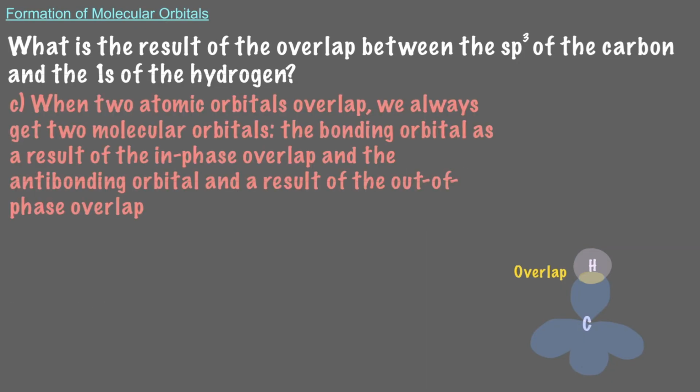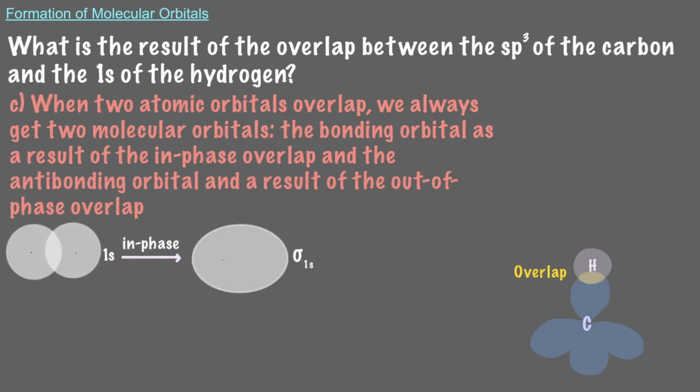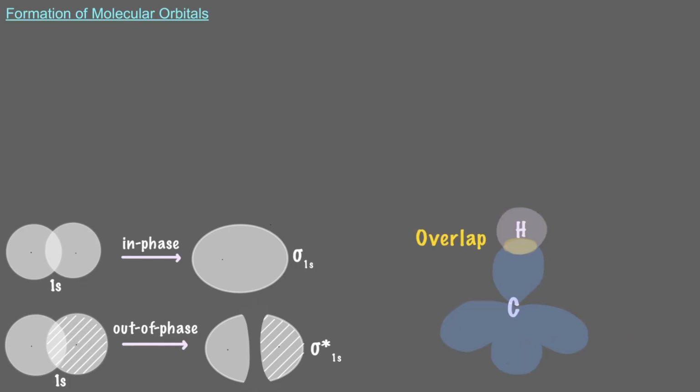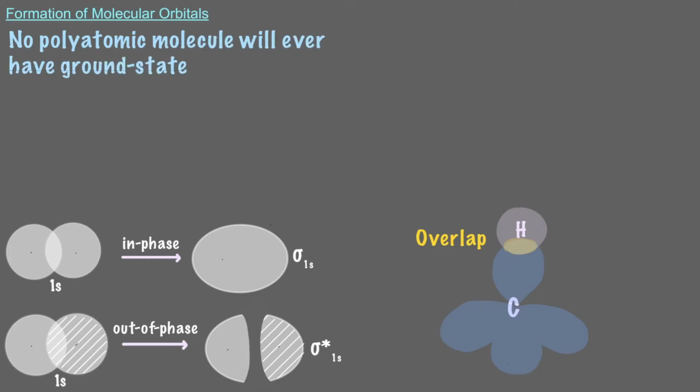As we saw with diatomic molecules, anytime 2 atomic orbitals overlap, we get 2 molecular orbitals. We get the bonding orbital as a result of the in-phase overlap, and we get the anti-bonding orbital as a result of the out-of-phase overlap. Here's one big difference with polyatomic molecules. No polyatomic molecule will ever have ground state anti-bonding electrons, so we're going to ignore them.